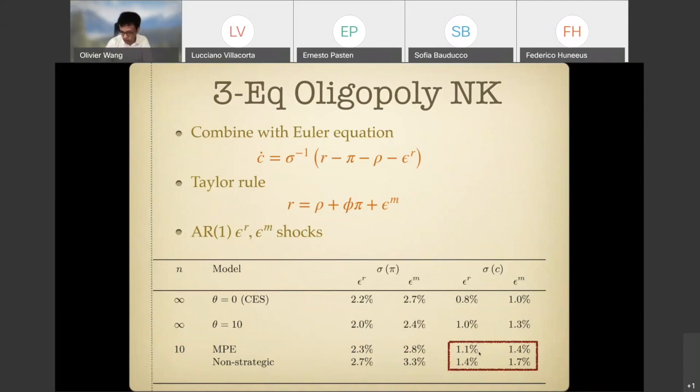But there's also some meaningful departure with the non-strategic economy. So the non-strategic economy would overestimate the non-neutrality, especially compared to what people have estimated in the DSG literature.